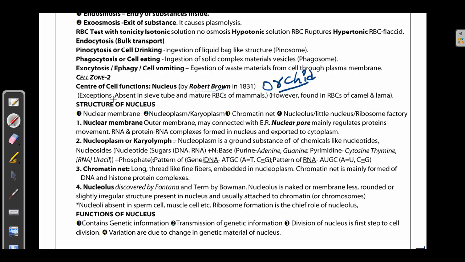Exceptionally, there are a few things which lack this and are away from this rule. Examples are mature RBCs in animals or mammals, and the sieve tubes, which lack the nucleus for a good purpose, of course. Again, this cannot be considered a common rule for all mammals. There are RBCs with nuclei in the blood of camel and also the llama.